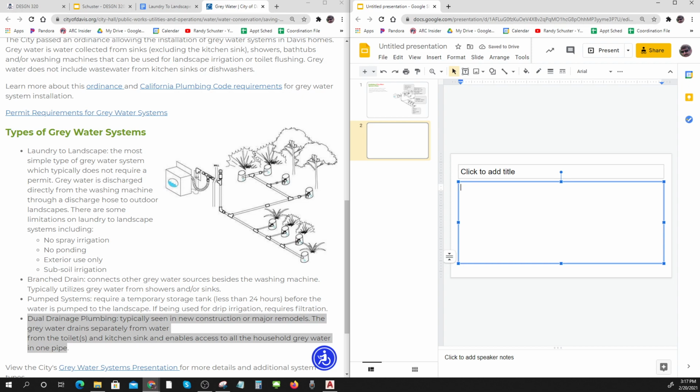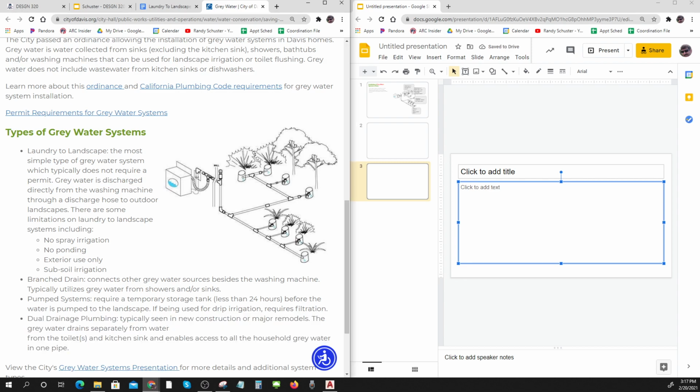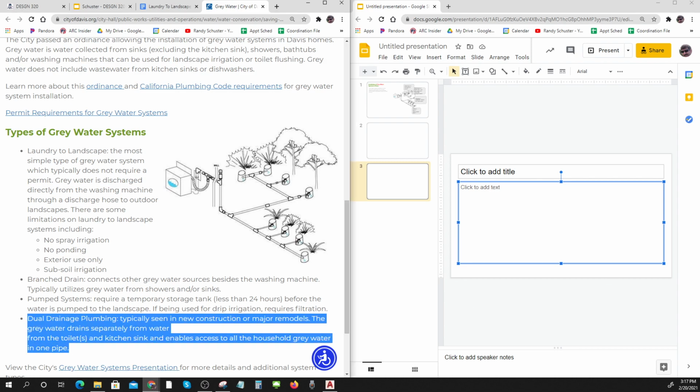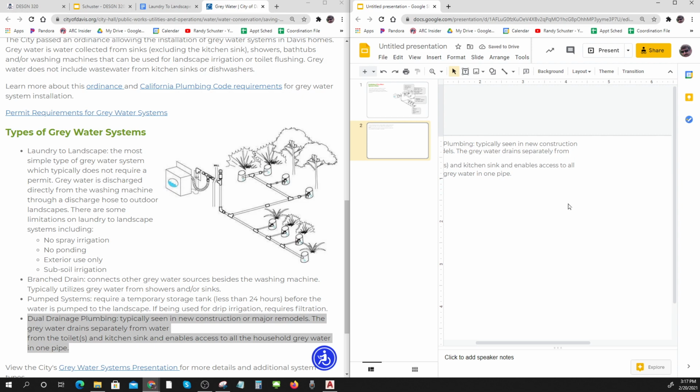And I'm gonna paste that into here just to see. So you see how your research is at first a little bit undirected. But I can look at this now and think about it. Dual drainage plumbing, new construction or major remodels.